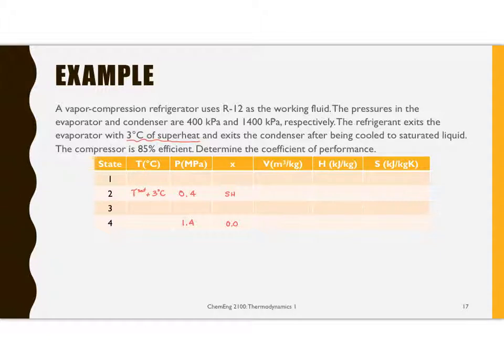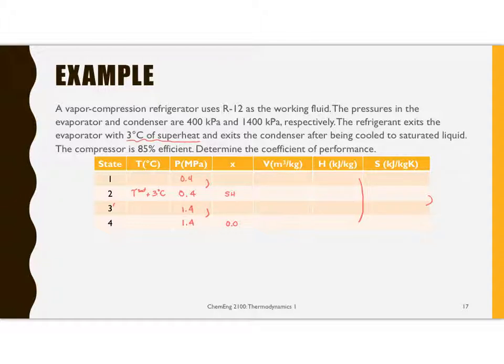Now what else do I know about this cycle to be able to get going? I know that the evaporator and the condenser are at pressures of 0.4 megapascals and P3 would therefore be 1.4 megapascals. So those are isobaric processes. And I know that my throttling valve is isenthalpic, so H1 and H4 will be equal. And for my ideal compressor, it is going to be constant entropy, so S2 and S3 for the ideal will be equal to each other.